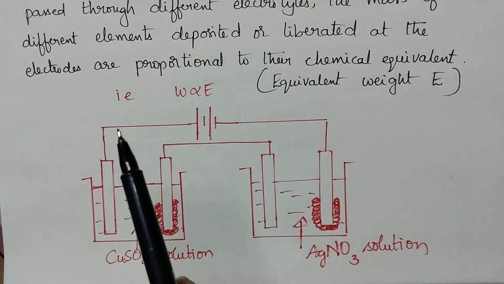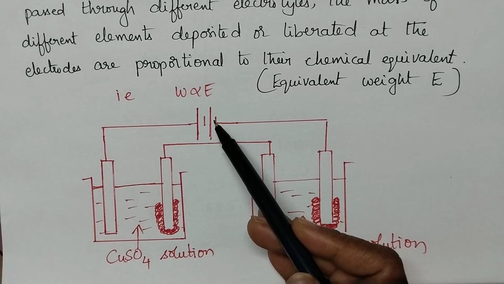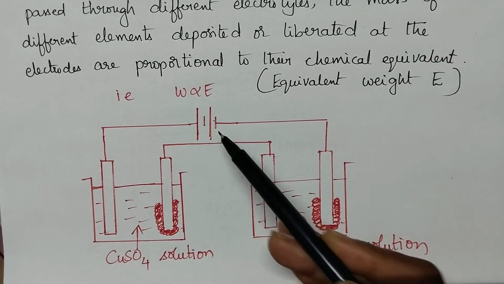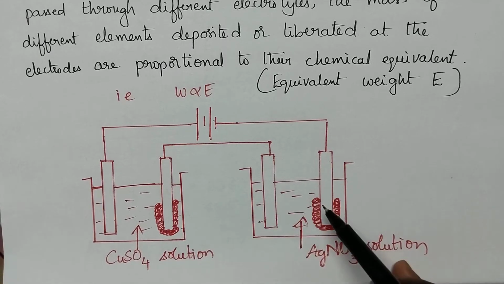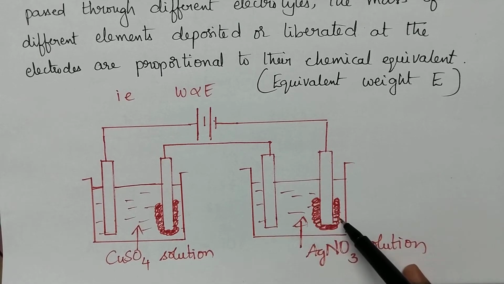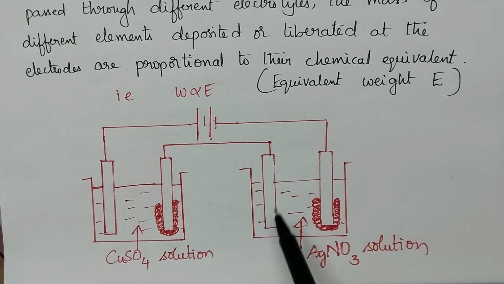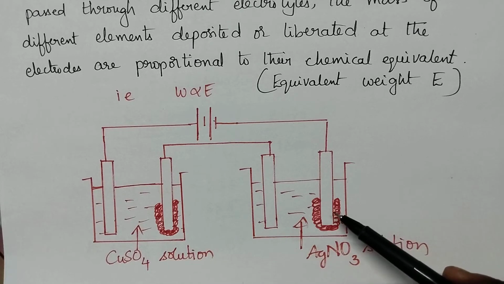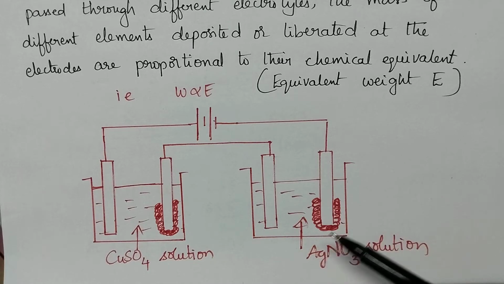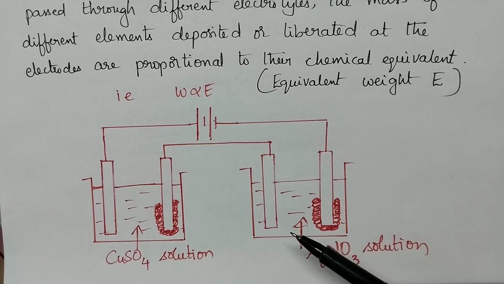So according to Faraday's second law, what happens? If the same quantity of electricity is passed through different electrolytic solutions, the mass of the substance deposited at the electrodes is directly proportional to its equivalent weight. So can you guess how much copper will be deposited? It is directly proportional to its equivalent weight. And how much silver will be deposited? It is also directly proportional to its equivalent weight. Is it clear about Faraday's second law?